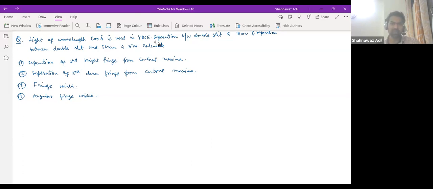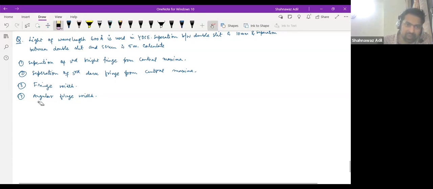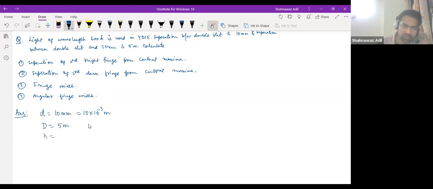So separation between slits is 10 millimeters, right? What have they given? They have given the small d, that is 10 millimeters, which is 10 into 10 to the power minus 3 meters. So d is given. Separation between double slit and screen is 5 meters. That is capital D. This is also given. And lambda is also given.